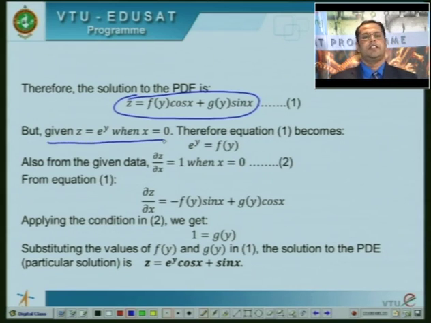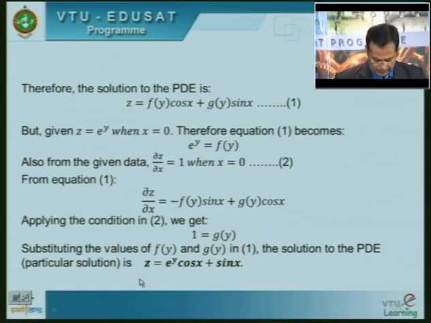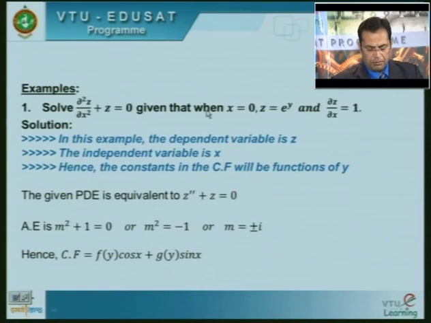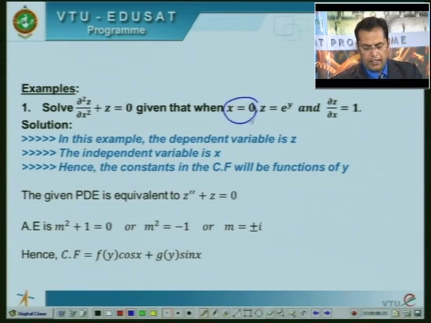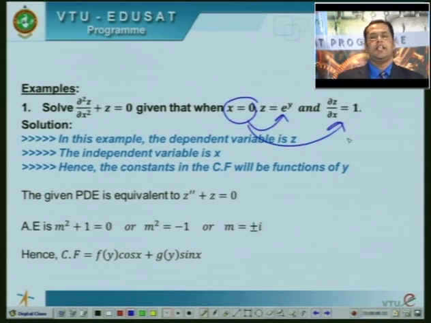It is given that z is e^y. Let me remind you that the condition in the problem is when x is 0, z is e^y and ∂z/∂x = 1. So, this condition should be applied to both of these. That is to say, you read this as when x is 0, z is e^y, and when x is 0, ∂z/∂x = 1.